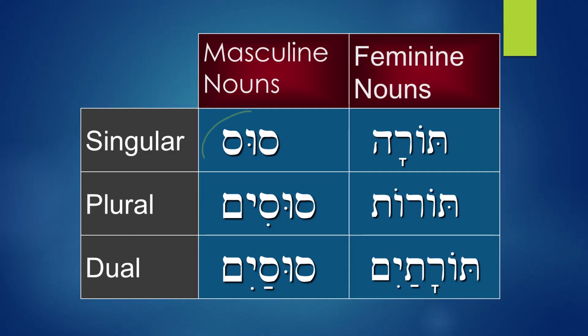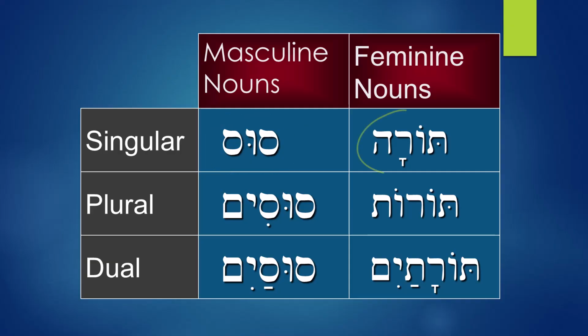For example, when you look at sus, sus is going to be masculine because it's not having a special ending. Nouns that have no special ending are going to be masculine because feminine nouns in the singular have a special ending, and that ending is a. So sus is masculine and is singular. Number is singular, the gender is masculine.